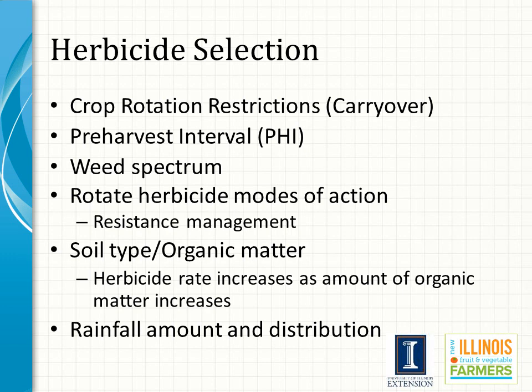Also, consider your soil type and the amount of organic matter in your soil. As you consult the herbicide label, some herbicide rates will increase or decrease as the amount of organic matter increases. Also, consider rainfall amounts and distributions. It's very important to note if some herbicides need rainfall to activate them, and also note that some herbicides need a rain-free window to make sure they stay on the leaf long enough to actually have activity.